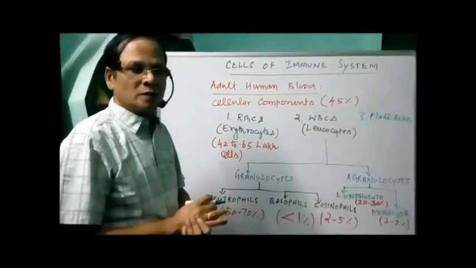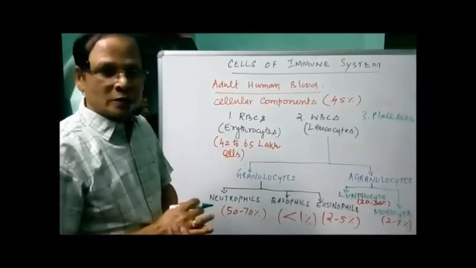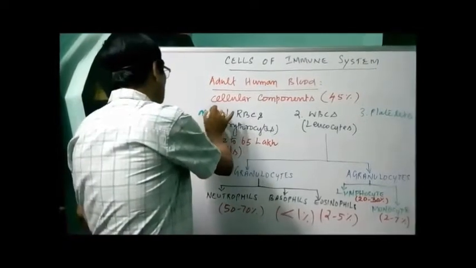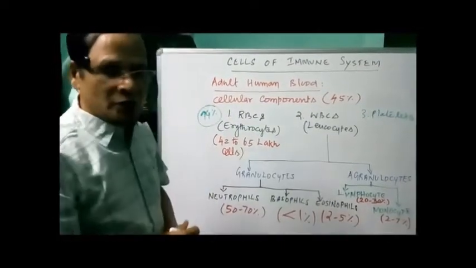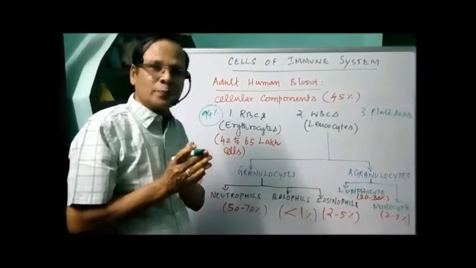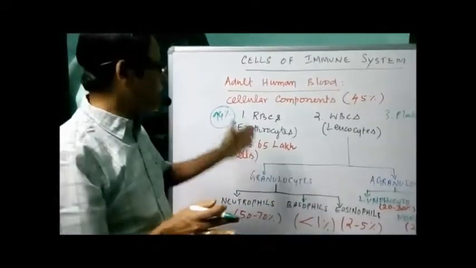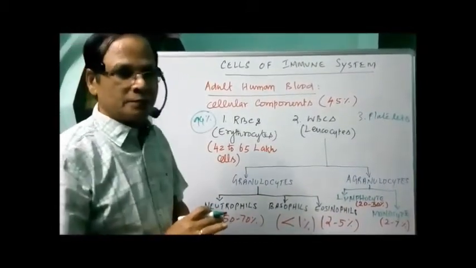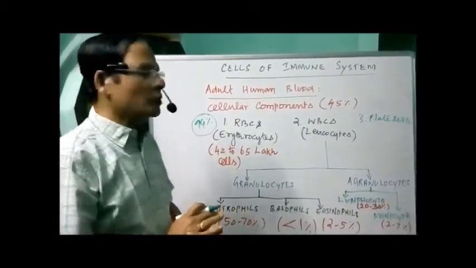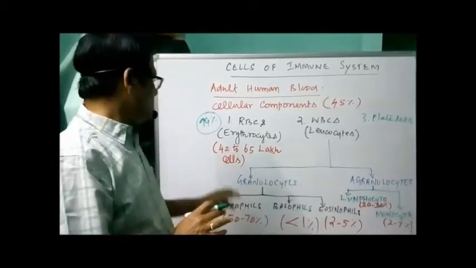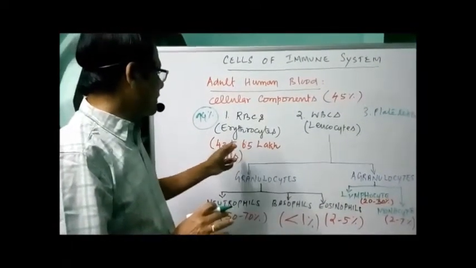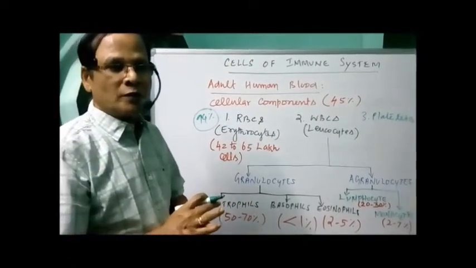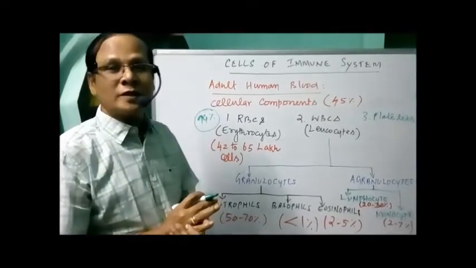RBCs, you know, nearly 94% of the cellular components are formed by RBCs. If we take the total, 55% of blood is plasma and 45% is formed of these cells. Out of this 45%, 94% are RBCs, erythrocytes. Here we have 40 to 65 lakh cells present. When compared to the WBCs, the ratio is that for every WBC there are about 700 RBCs.